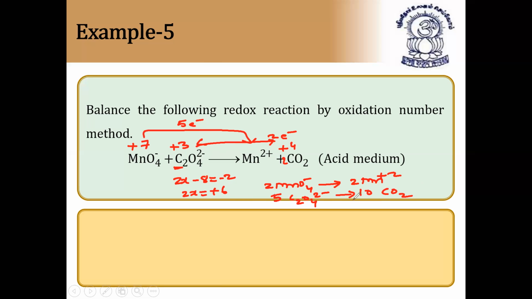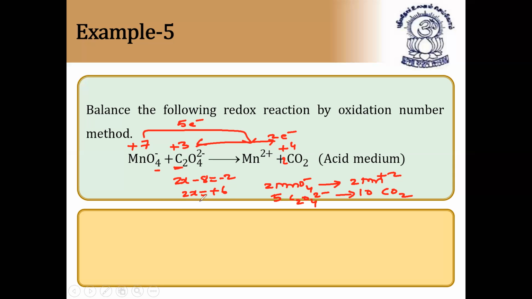5 C2O4 2 minus gives us 10 CO2. Now let us see oxygen atoms. 4 oxygen atoms on the left and none on the right, so we add 4 H2O. And here we have to multiply with 4 H2O. And here 4 and here 2, we have to multiply with 2 H2O on this side. So this side, 4 plus 2, 6.